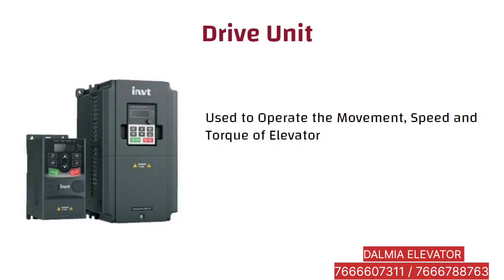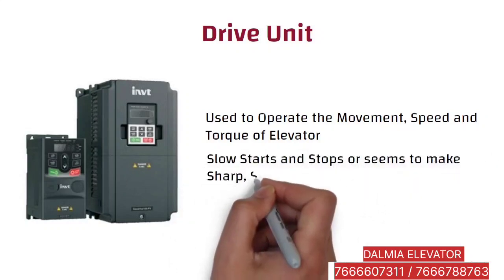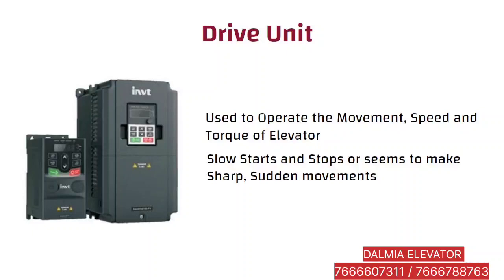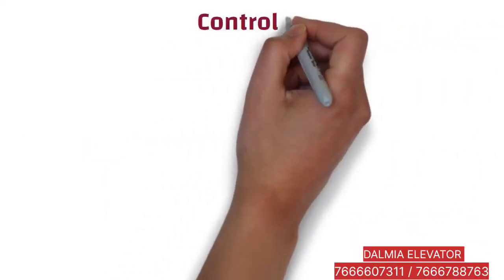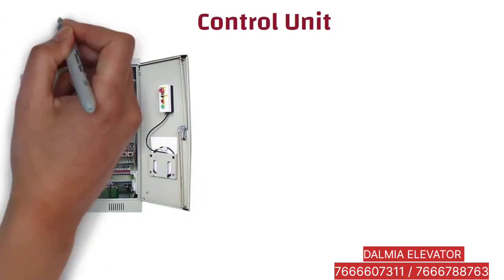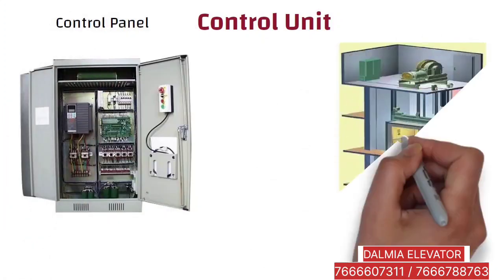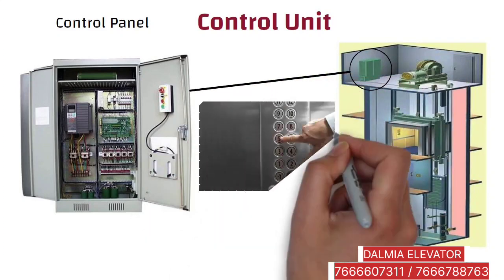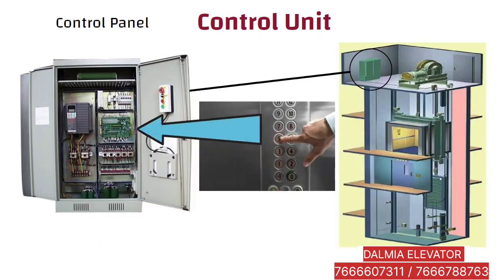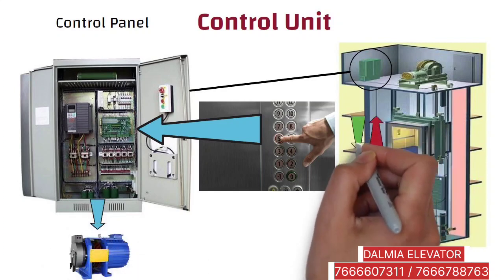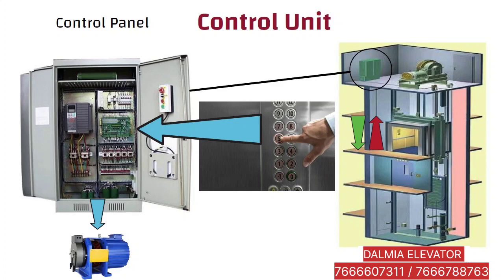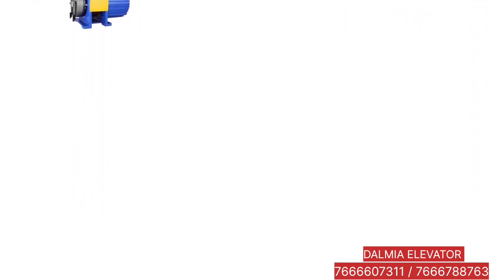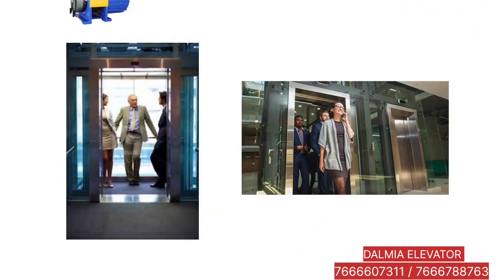If your elevator often suffers from slow starts and stops or seems to make sharp, sudden movements, the drive could be to blame. Control unit. It is also known as controller or control panel. It is placed in the machine room which is generally at the top of the elevator shaft. When we press any button in a lift, the signal goes to the control unit and then it is translated through the system to tell the motor whether to move up or down. Once the elevator has reached its destination, a signal is sent to the control room for it to stop and let passengers board or exit.